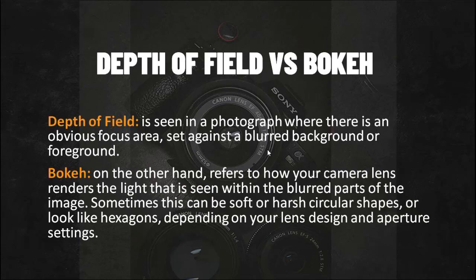While bokeh, on the other hand, refers to how your camera lenses renders light that is seen within the parts of the image, of the blurred image. So how your camera renders light within the blurred image is the bokeh effect. Sometimes it can be soft or harsh circular shapes, or they look like hexagons depending on your lens design, your aperture settings, and lots more.